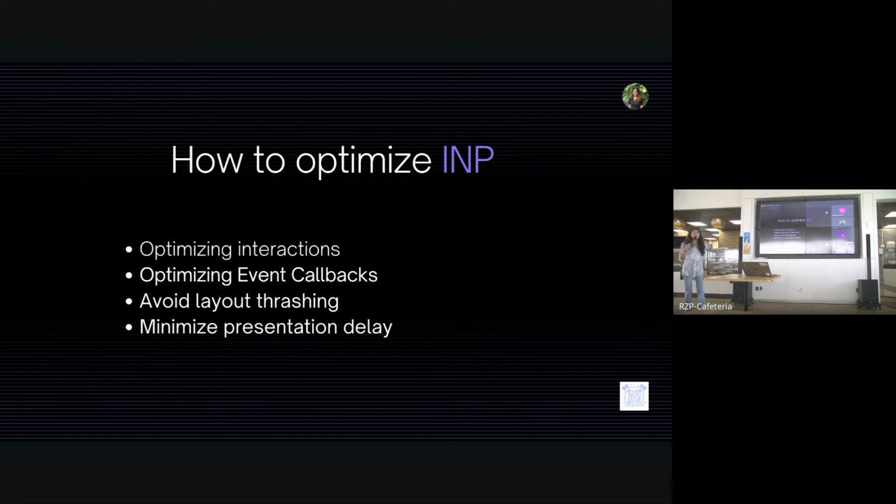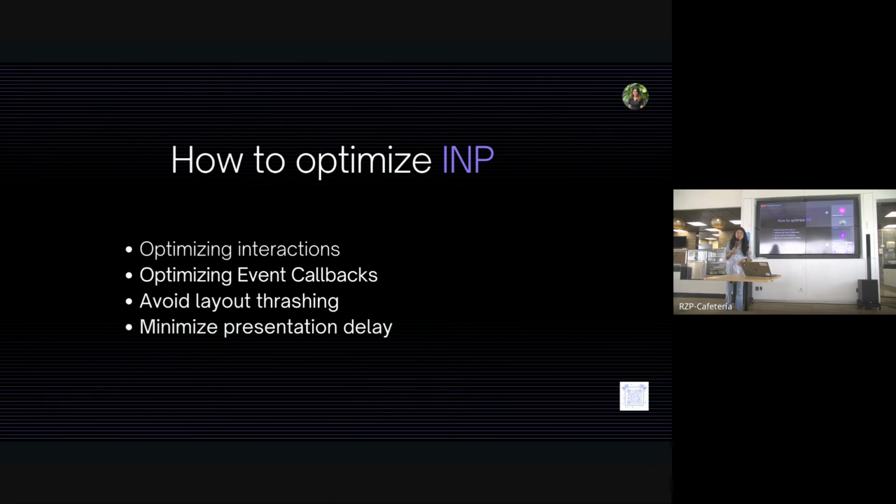Now the question comes to optimization. We know what INP is. We know what the problems are. You remember the three problems, right, and where there is scope for bringing in a solution or optimizing things. So here comes understanding how we can optimize INP.